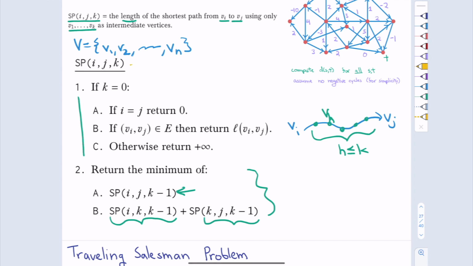As far as running time goes, we have n cubed subproblems. And this only takes constant time now because I'm just trying 2 things for each subproblem. And as a result, you end up with an n cubed running time, which is better than what we just did using the doubling trick. So that is called the Floyd-Warshall algorithm. Again, they are not the only 2 people thinking of similar ideas at the same time.